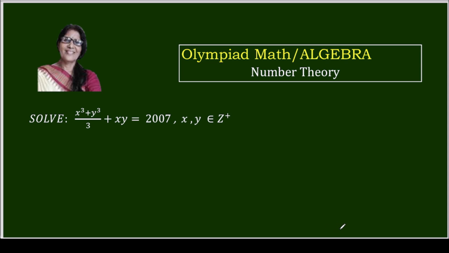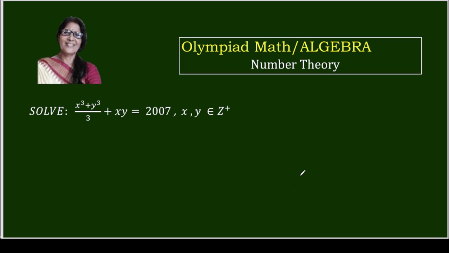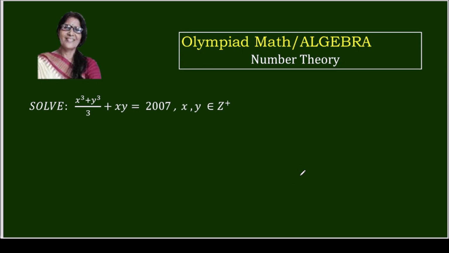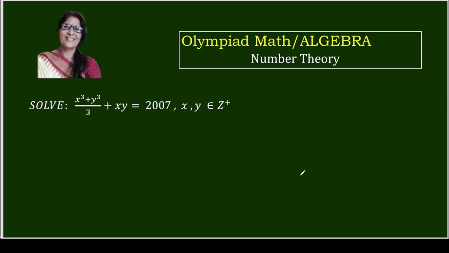Today I have taken a question from number theory again, which is a very challenging question and it was from the Russian Maths Olympiad. The question is: solve (x² + y³)/3 + xy = 2007, where x and y both belong to positive integers.